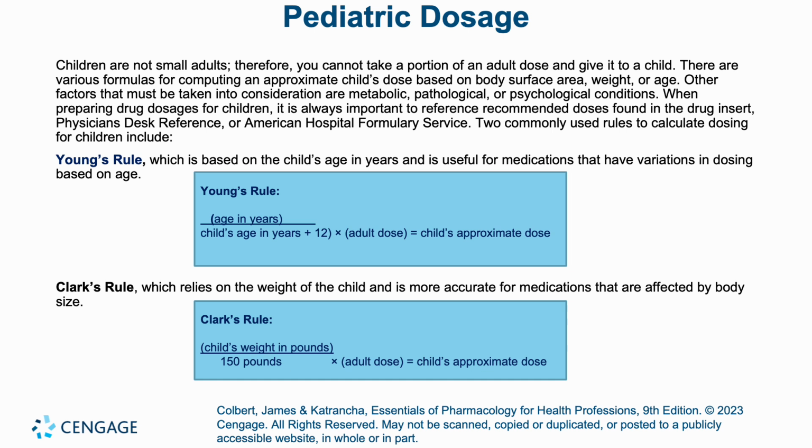Two commonly used rules to calculate dosing for children include, 1, Young's rule, which is based on the child's age in years, and is useful for medications that have variations in dosing based on age. So Young's rule says age in years over child's age in years plus 12 times adult dose equals child's approximate dose. The second one is Clark's rule, which relies on the weight of the child, which is going to be much more accurate for medications that are affected by body size. Clark's rule says child's weight in pounds over 150 pounds times the adult dose equals the child's approximate dose.